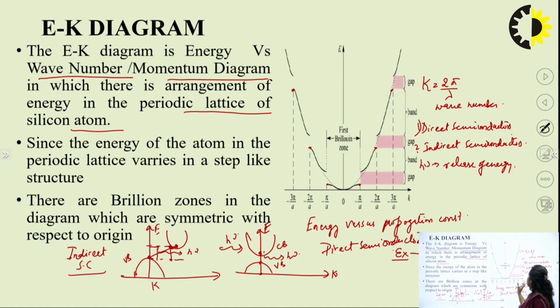what will be the distance between the two bands, or the gaps between the two bands. So this is called the EK diagram, or we can say the energy versus propagation constant diagram, which will give you an idea about whether the semiconductor is a direct type of semiconductor or an indirect type of semiconductor, and so on.